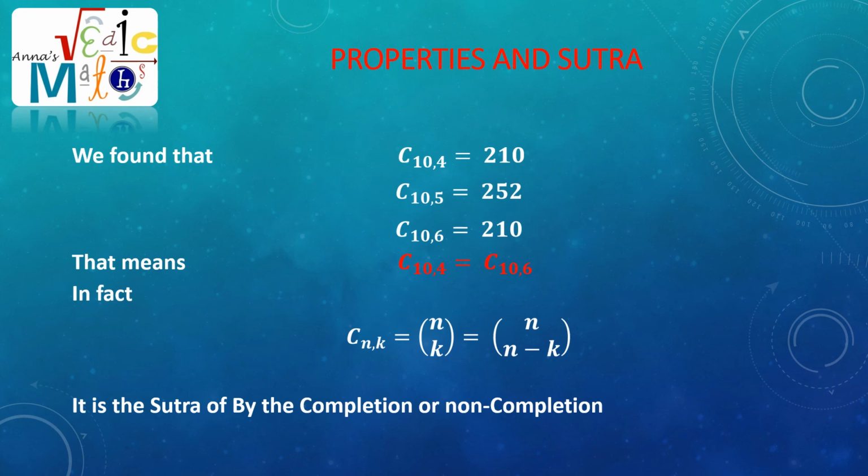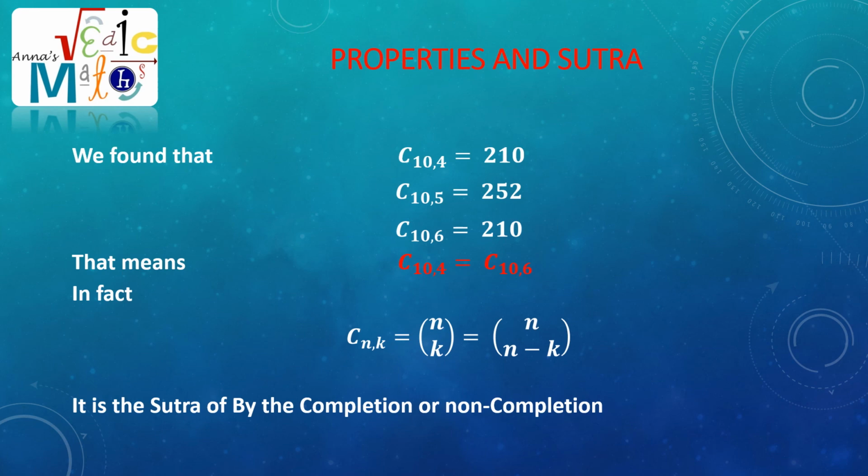Properties and sutra. We observe that the combination of 10 elements taken 4 at a time is equal to 210. The combination of 10 elements taken 5 at a time is 252. The combination of 10 elements taken 6 at a time is 210.